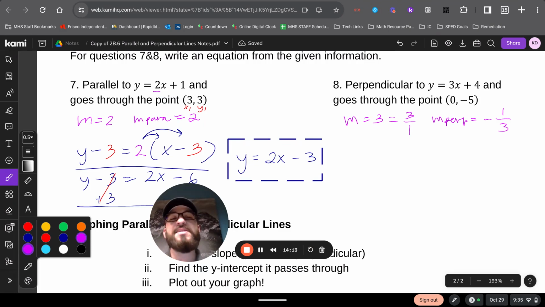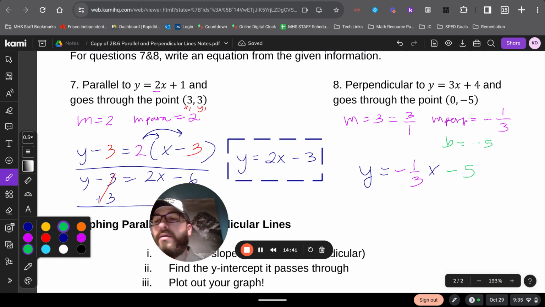The point they gave us this time, 0, negative 5, that x value is 0, which means this is the y-intercept. So that means our b is equal to negative 5. So since I have my slope and my y-intercept, I can write this in slope-intercept form, which makes everything a bit easier. So y is equal to negative 1/3 x, and then minus 5. And that's really all there is to it, y'all, with these.